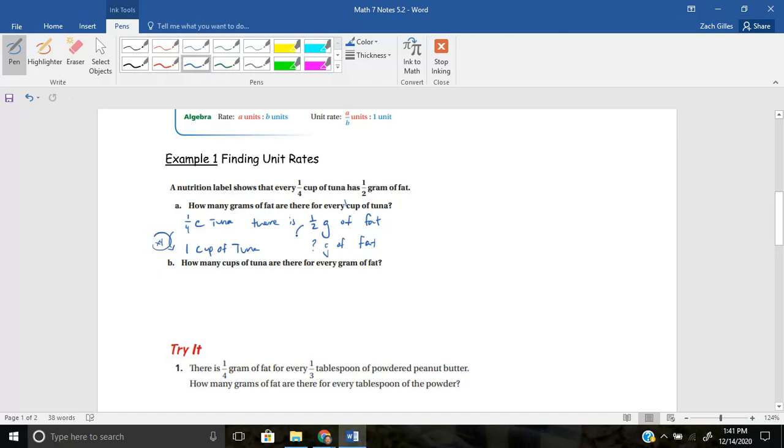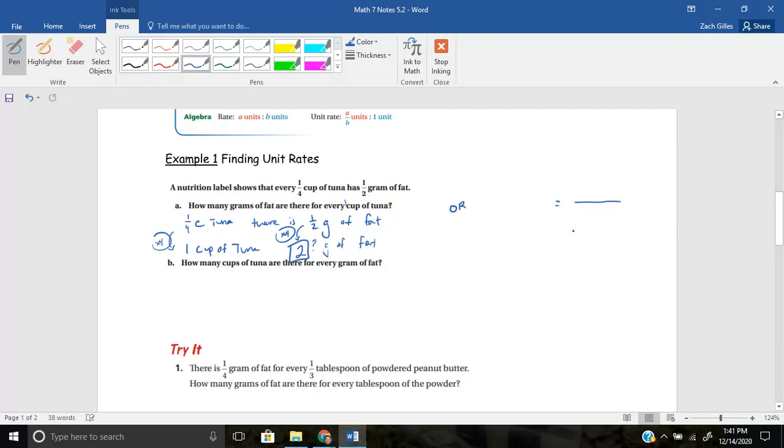So if I just multiply my grams of fat by 4, I will figure out how many grams of fat there are in 1 cup. So a half times 4, well, what's half of 4? That would be 2. So there would be 2 grams of fat for every cup of tuna. Okay. Now, you could think about that like I did here, or you can write it as a fraction, right?